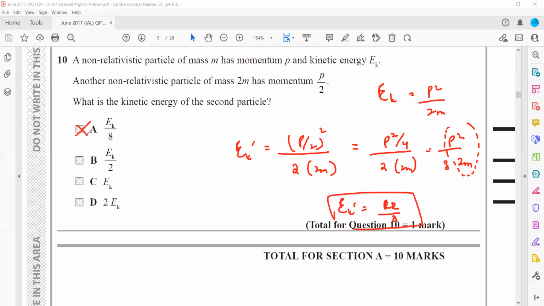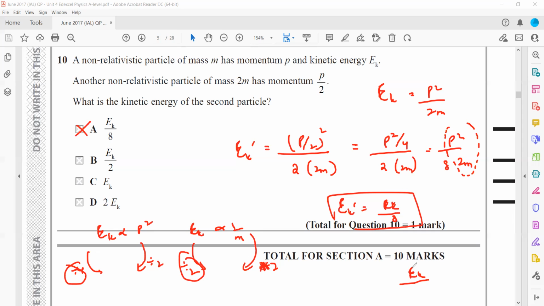Or I can also use the relations for kinetic energy and momentum square, and kinetic energy and mass inverse. The mass is multiplied by 2, so kinetic energy will be divided by 2. If momentum is divided by 2, kinetic energy will be divided by 4. So due to the change in mass, it is divided by 2, and due to the change in momentum, it is divided by 4. So the new kinetic energy is divided by 4 and by 2, so it will be Ek by 8. So A will be the right answer.